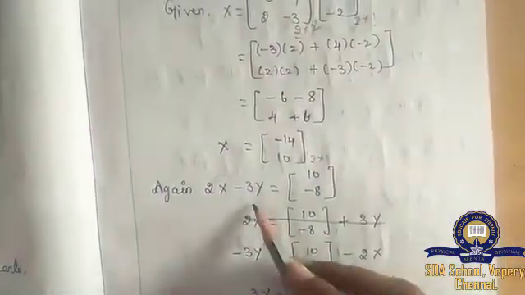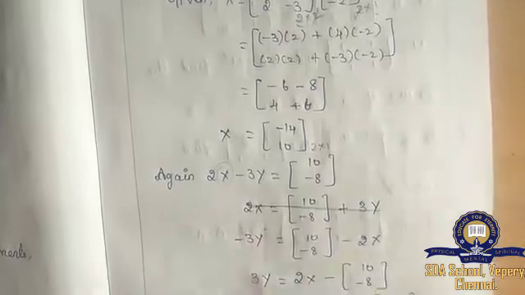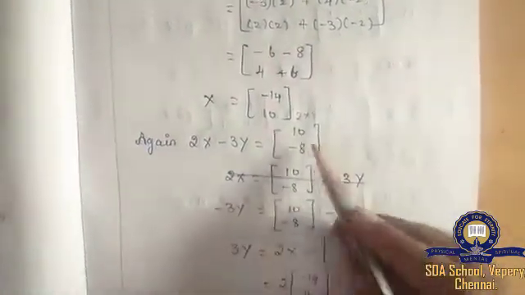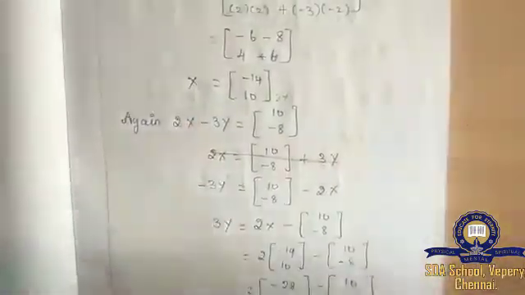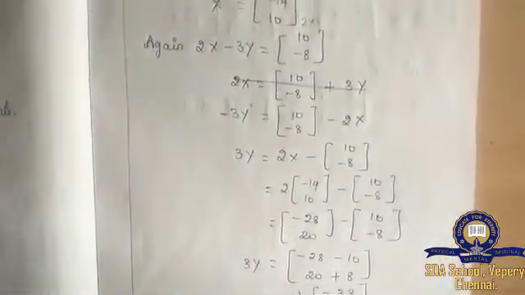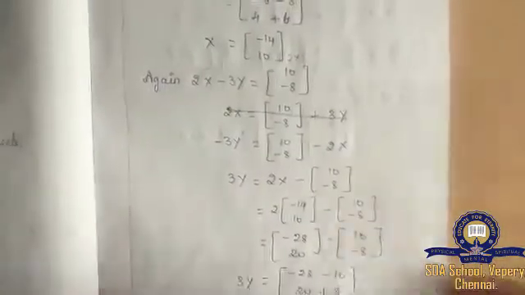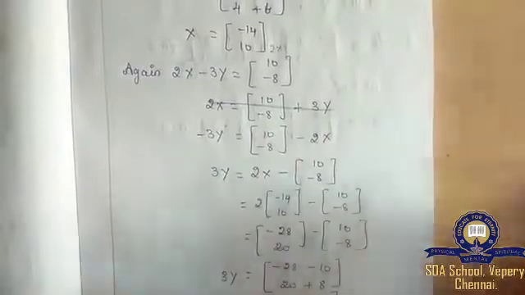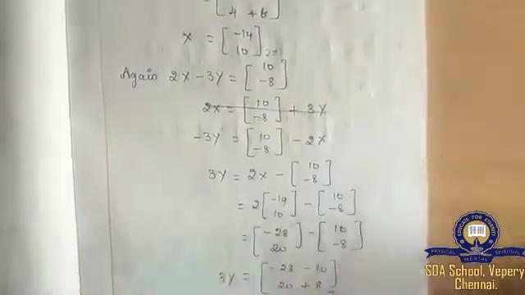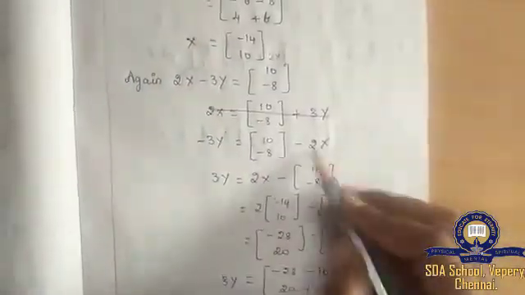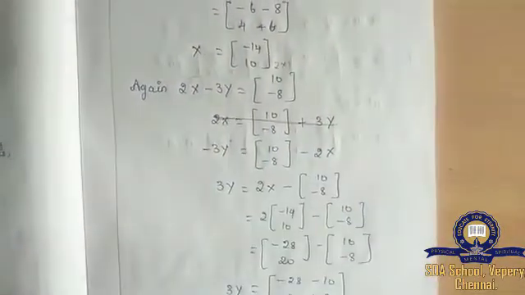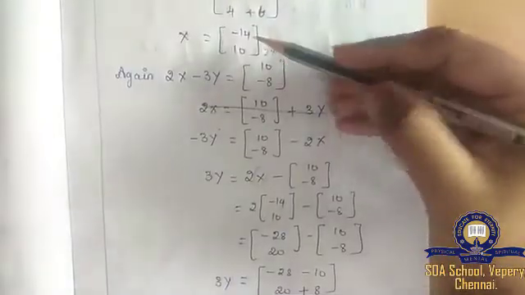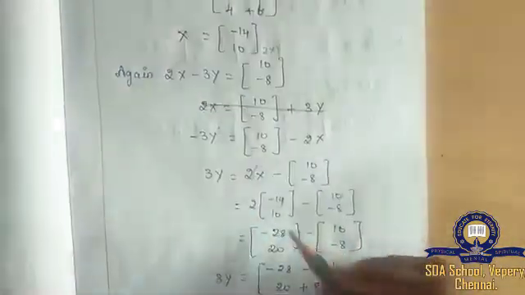So what will happen? Here I want to find the y value, right? So can I bring all the other terms to the other side? What will happen? So minus 3y is equal to this matrix. If you take 2x to the other side, it will become minus 2x. Okay. So if you take the minus to the other side, all these signs will get changed. So plus will become minus and minus will become plus. So here 2x minus this matrix. Now what will happen? Can I substitute the value of x here? So what is the value of x? Minus 4 and 10. Am I right?